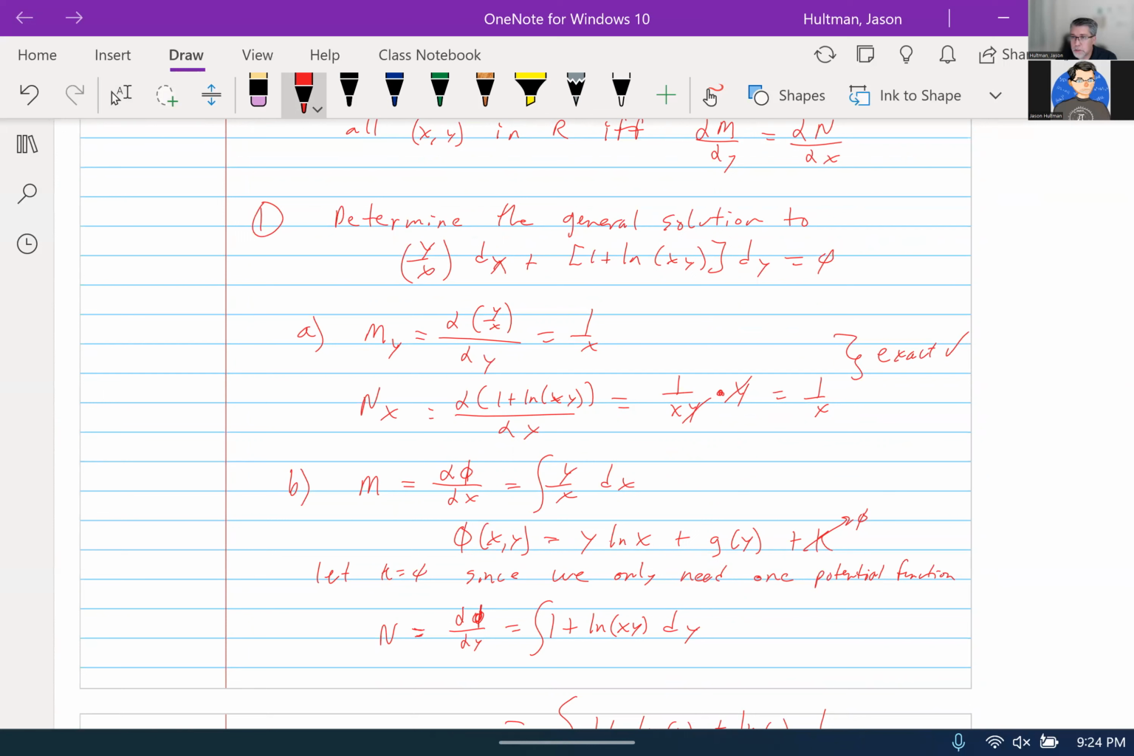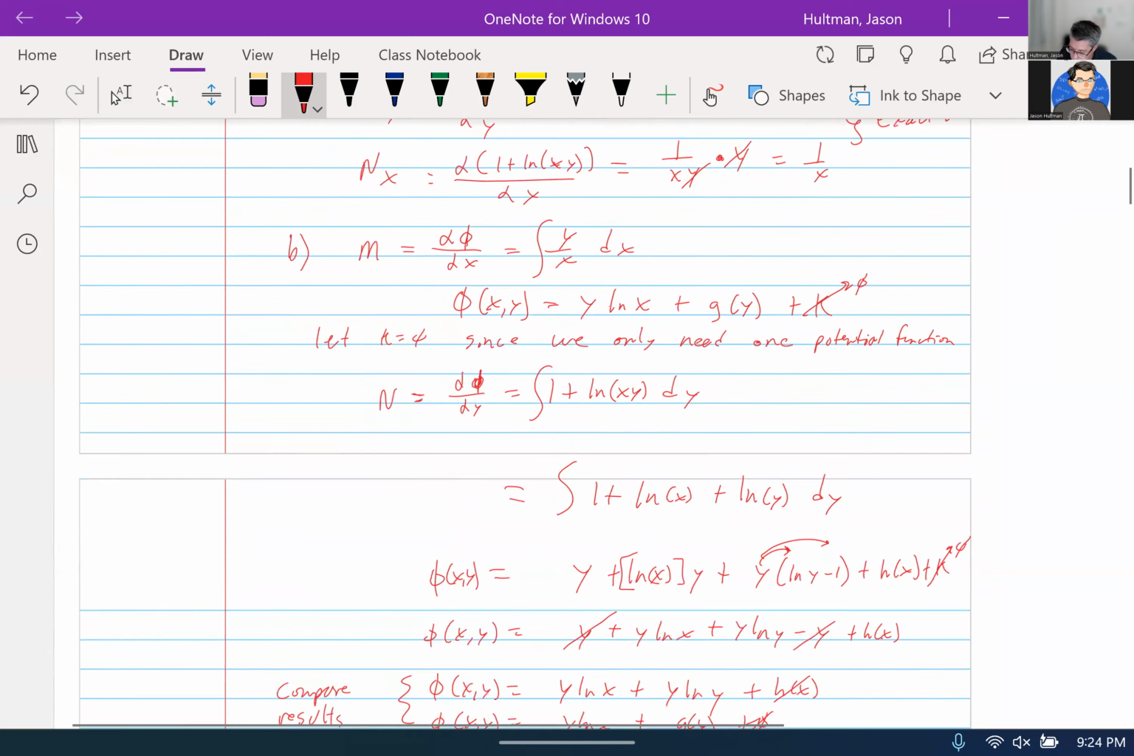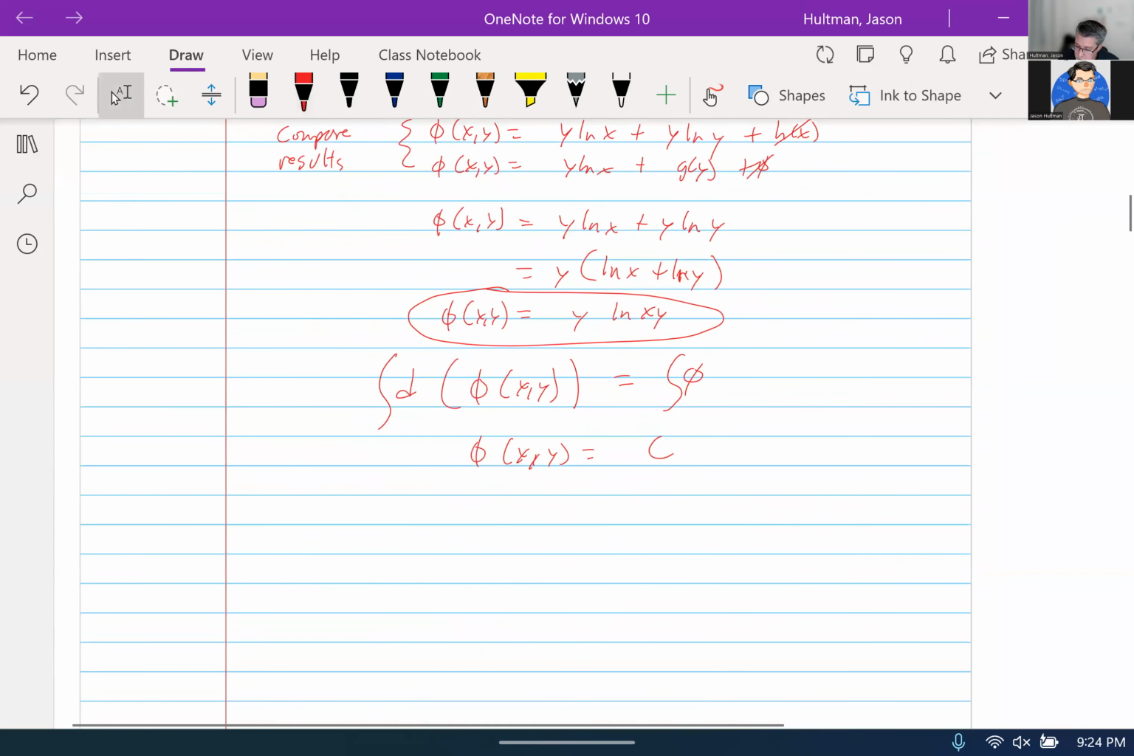So the potential function would equal a constant. I'd have to take the derivative of both sides, and the derivative of that potential function would equal 0. So that's just going to equal c. So I would just get y natural log of xy is equal to the constant c. Okay, so that's how I find the general solution.